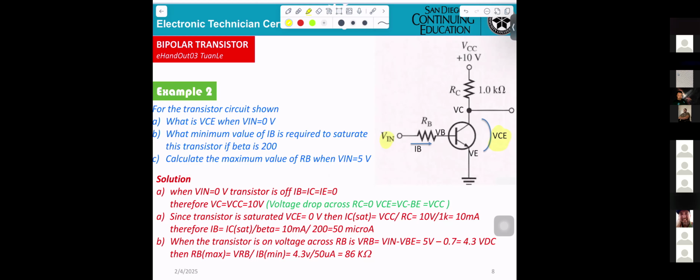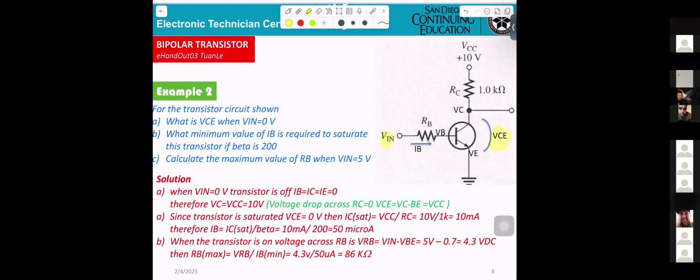10 volts, VCE. No, that means because you don't have collector current, this voltage of 10 volts goes all the way down to the collector. It passes right through the RC. So the answer is 10 volts. That means you said the answer for VCE is 10 volts. Yes. Perfect. Yeah, Branko's got it.